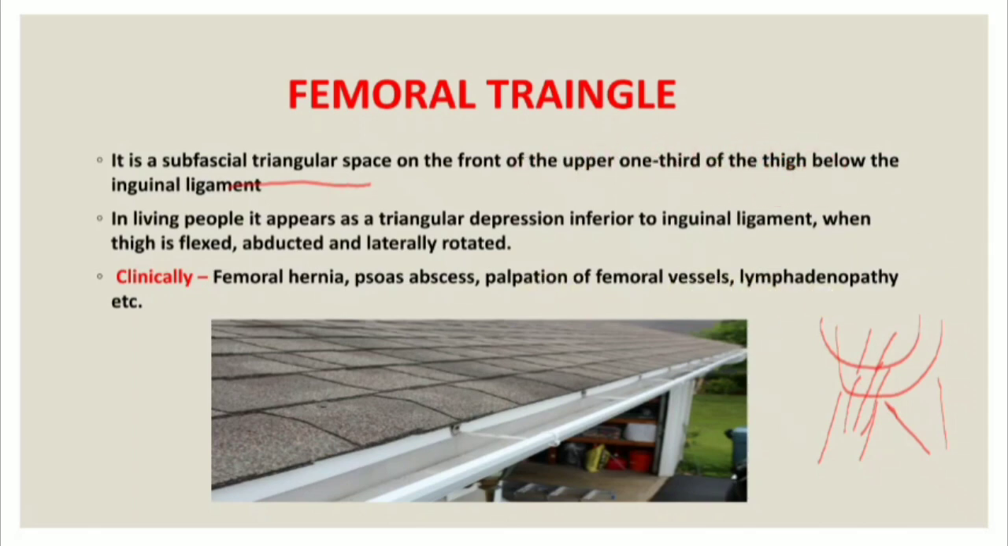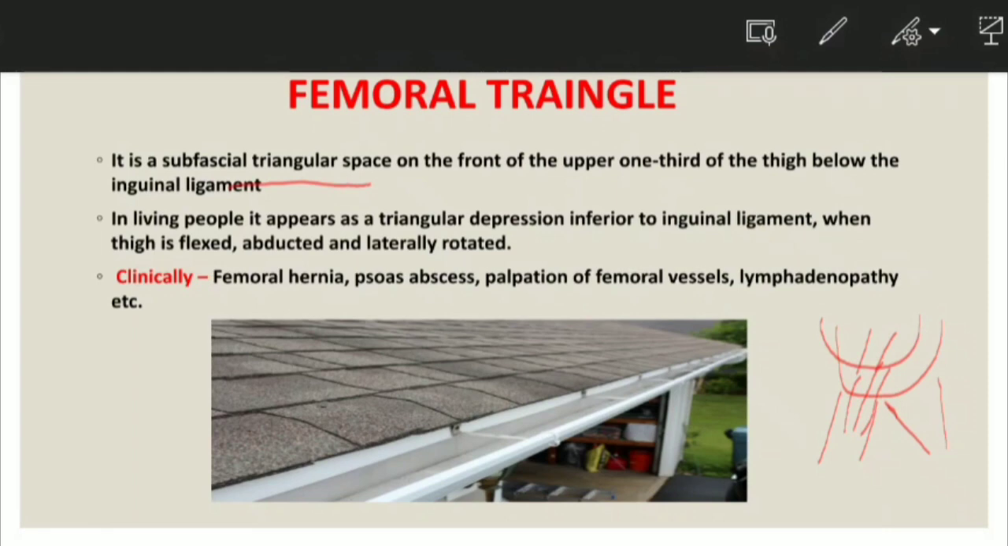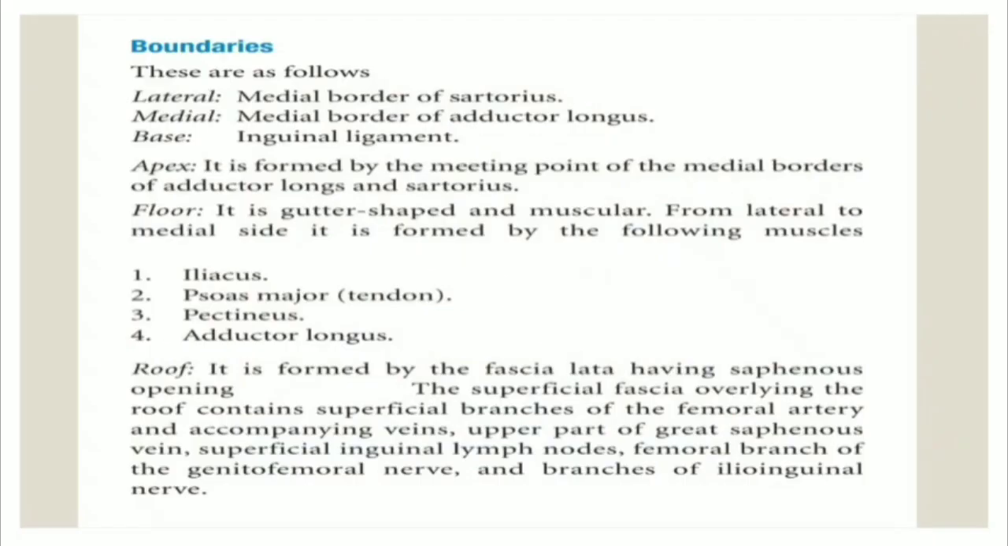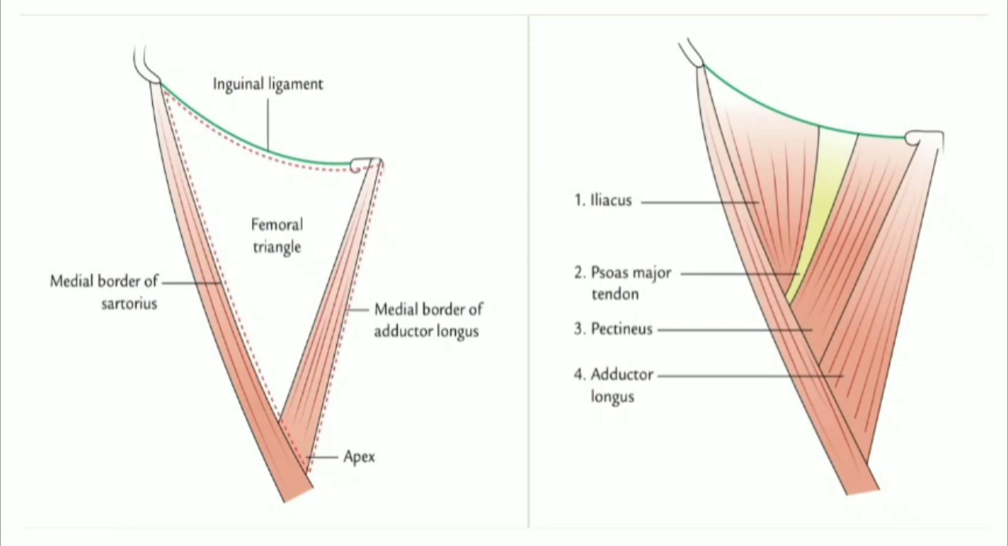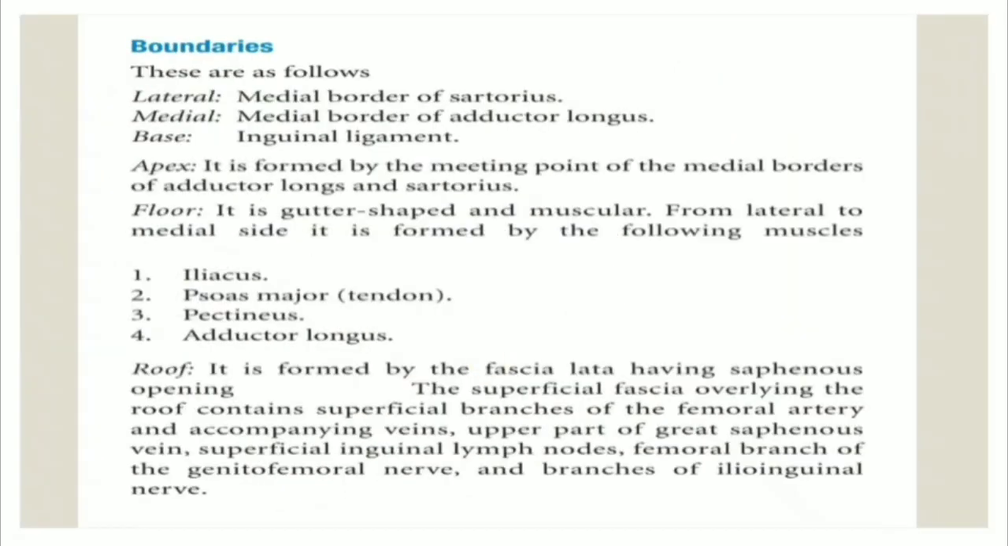Imagine this is the thigh. On the front, in the anterior aspect, only in the upper one-third of the thigh below the inguinal ligament. You have already studied the abdomen part, so you would know the inguinal ligament. I'll show the diagram, then you will understand. This is the inguinal ligament; till here it is the abdomen. It is a subfascial space. If you remove all the fascia, you will have this femoral triangle below the inguinal ligament in the anterior aspect on the upper one-third only. This is called the femoral triangle.